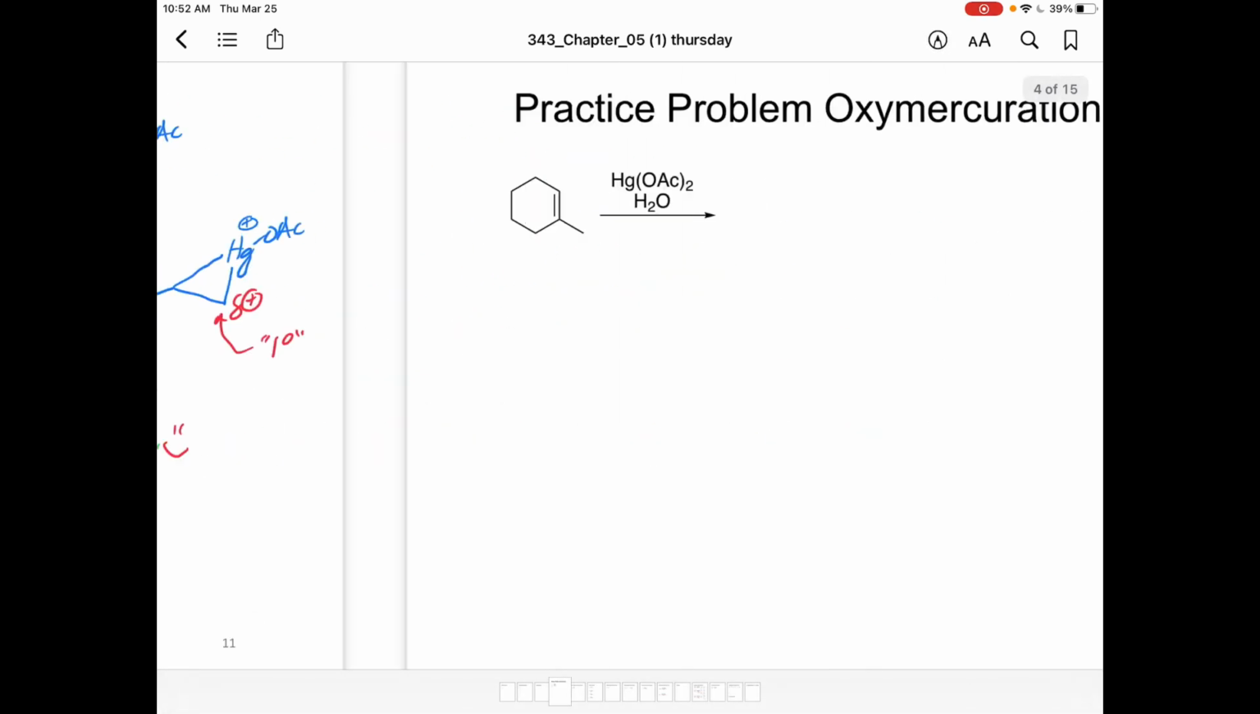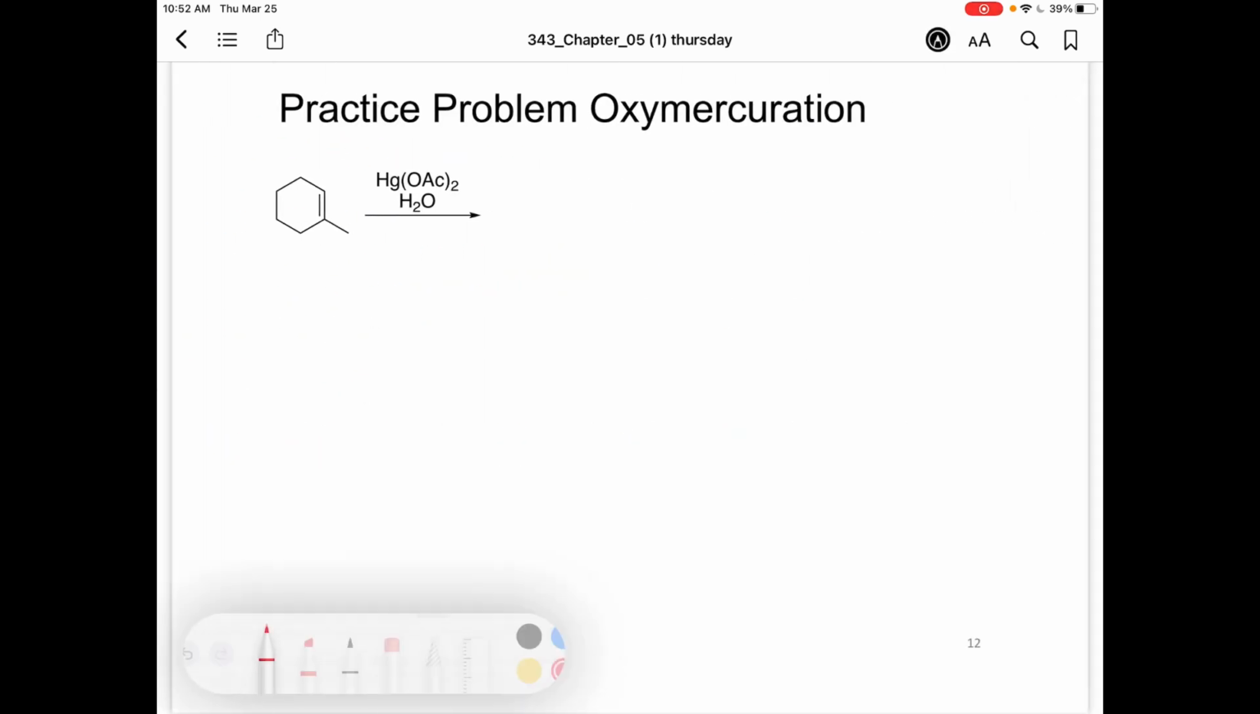Let's do a practice problem together. So here I've got a different alkene. We're going to use mercury acetate and water. Now, we know that the water and the mercury are going to be anti to each other, okay? So you could go ahead and just draw an intermediate that you know would form from this. Here's my alkene. I know I'm going to add the mercury acetate there and make that mercurium ion. So I'm going to push the methyl down, and the mercury is sitting on top.